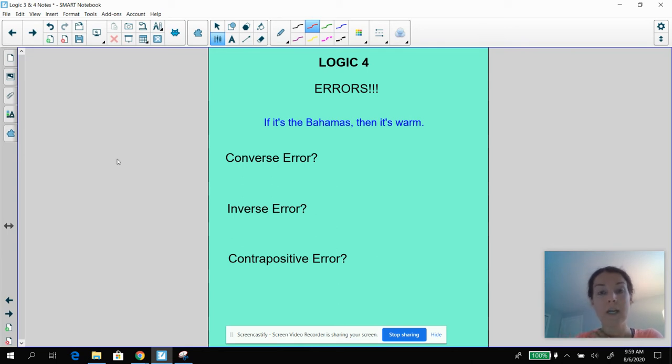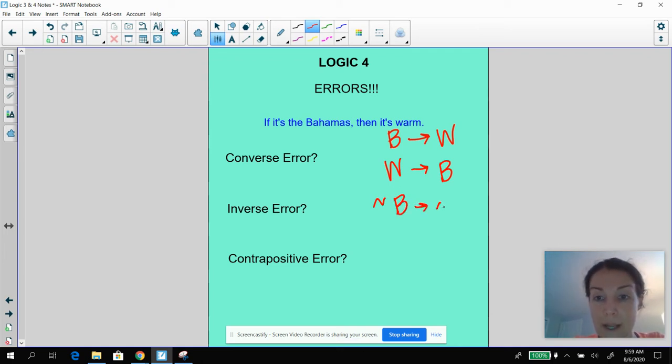I want you to pause the video and go ahead and write the initial conditional statement. And then I want you to write the converse, the inverse, and the contrapositive. Go! Okay, we're back. So let's translate this guy. So if it's the Bahamas, then it's warm. All right, the converse is if it's warm, then it's the Bahamas. The inverse is if it's not the Bahamas, then it's not warm. And the contrapositive is if it's not warm, then it's not the Bahamas.